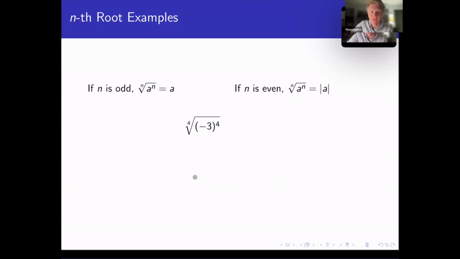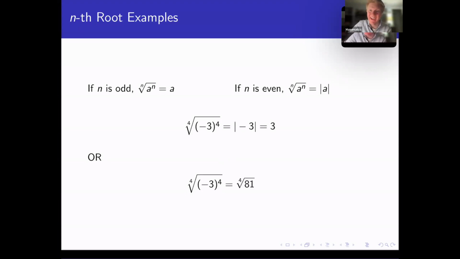But likewise, the fourth root of negative 3 to the fourth. This is now an even root with a matching even power. That would be this rule right here. So this would be the absolute value of negative 3. Well, the absolute value of negative 3, going back to the earlier property, is positive 3. Or similarly, if you don't understand why this is, don't forget that negative 3 to the fourth, negative 3 times negative 3 times negative 3 times negative 3, is positive 81.